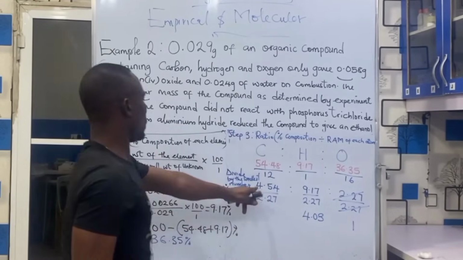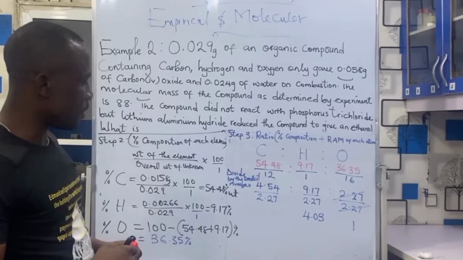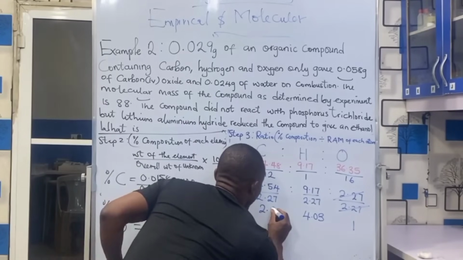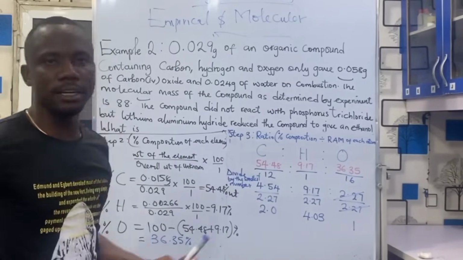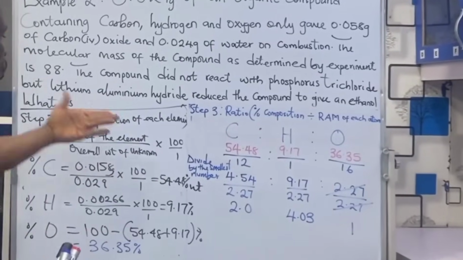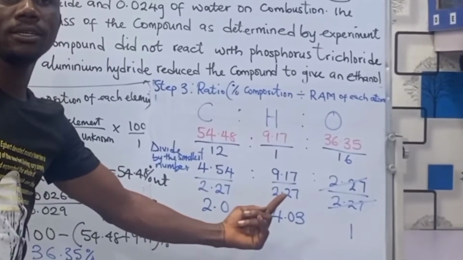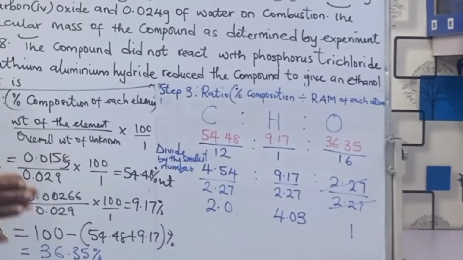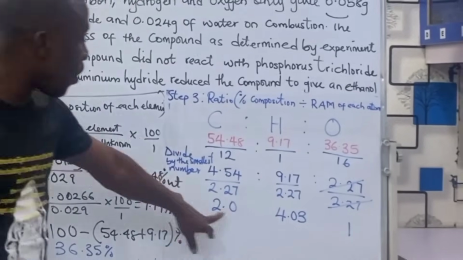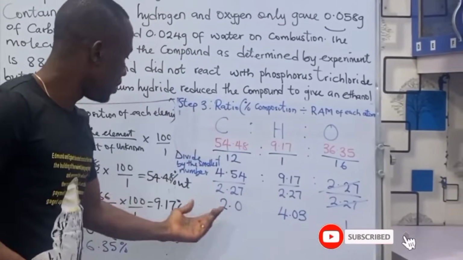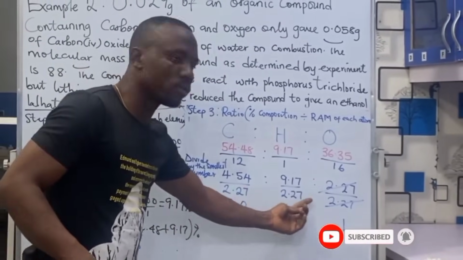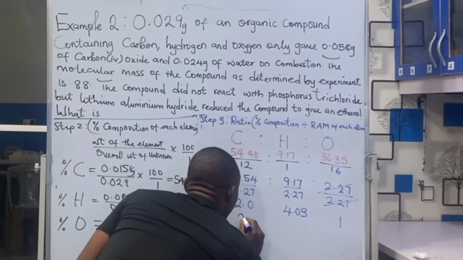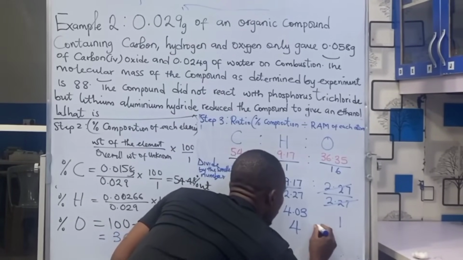and of course 4.5 divided by 2.27 gives 2.0. So they are already whole numbers. At this point, you don't need to multiply through by any whole number, just like we previously said in example 1, where we multiplied by a whole number. At this point, you can make them whole numbers. 2.0 is 2, 4.03 is 4, and then 1. So we already have it to be 2 is to 4 is to 1.